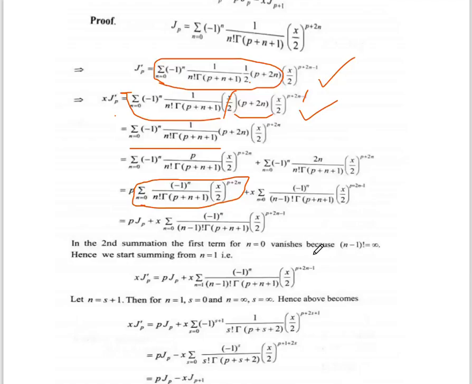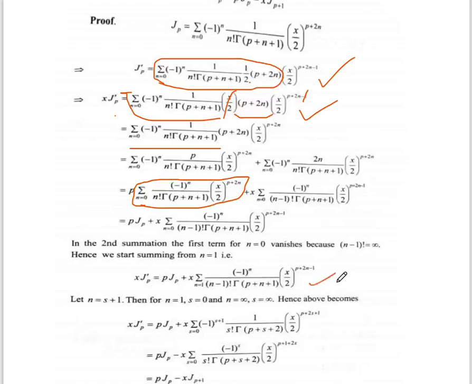Now dear student, if we observe, in the second summation the first term for n equal to 0 vanishes. If we put n equal to 0, the second term vanishes, because of n minus 1 factorial, that is infinity. Hence we start summing from n equal to 1. So we will change this limit. The left-hand side x J'p equals p Jp plus x times the summation, with the limit changed, n equal to 1 to infinity, minus 1 to the power n as it is, and this term as it is.